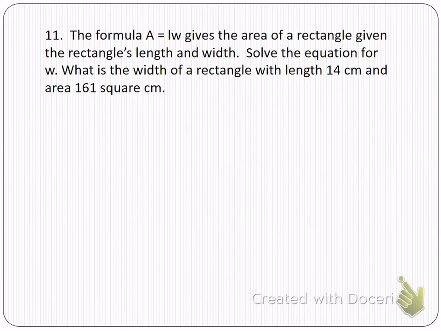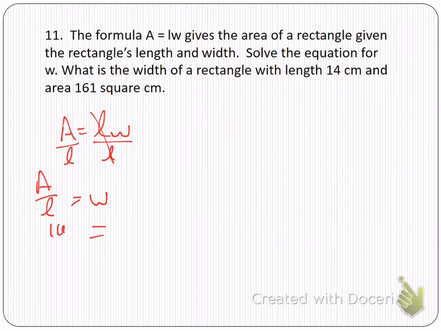So first things first, I want to take this literal equation, this formula, and I want to solve it. It says solve the equation for W first. Well, there's my term with the W in it. There is no addition or subtraction to undo. So I'm just going to undo the multiplication by dividing by L. And so I get W equals A over L. Now plug in what you know. The area is 161 square centimeters and the length is 14. So if I want to find the width, all I've got to do is divide the 161 by 14.